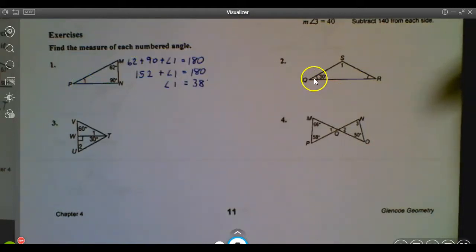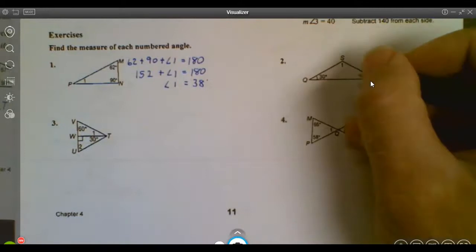So one thing I'm seeing right away on number 2 is I have an isosceles triangle because two of my angles are congruent. We're going to learn later on that if these two angles are congruent, then this side and this side must also be congruent. So we end up with an isosceles triangle. But anyway, if that's 30, based on the markings that I see, this guy is also 30.